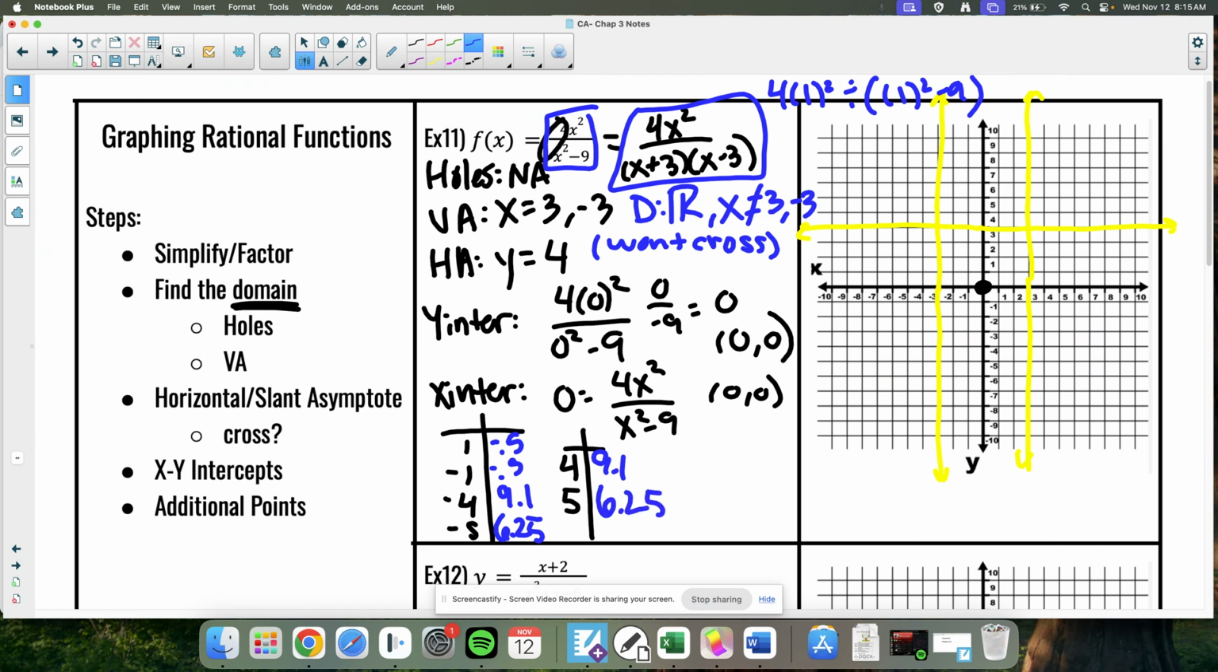So obviously, in the grand scheme of this graph, that's not that many points. However, the asymptotes will help you. So as you're plotting these points, 1 is a negative 0.5. Negative 1 is negative 0.5. Negative 4 is like 9.1. Negative 5.